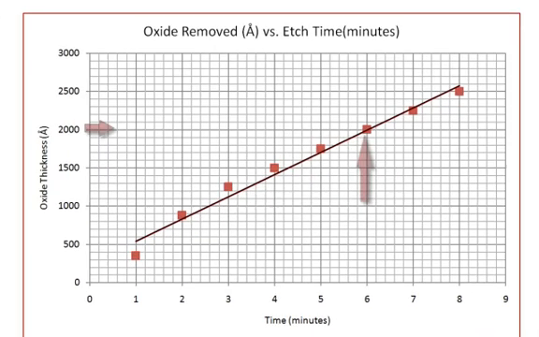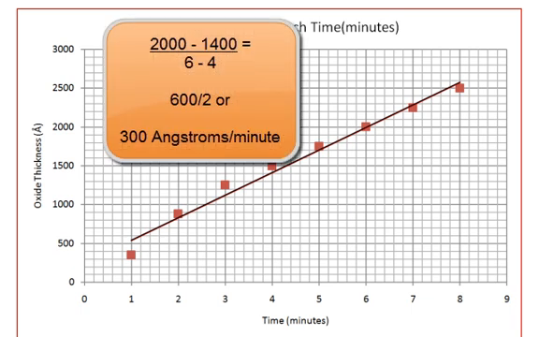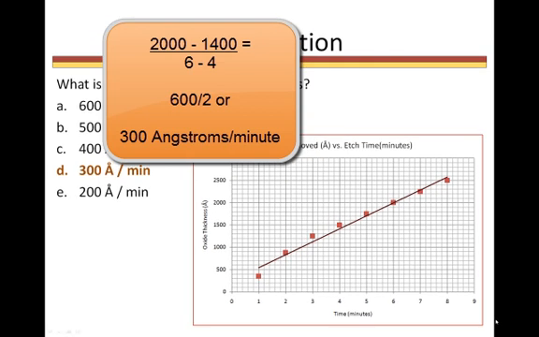As you can see from the graph, at 6 minutes, 2,000 angstroms have been removed, and at 4 minutes, approximately 1,400 angstroms have been removed. So therefore, that is a difference of 600 angstroms. The time has a difference of 2 minutes, so 600 angstroms removed over a 2-minute period leaves an etch rate of 300 angstroms per minute.